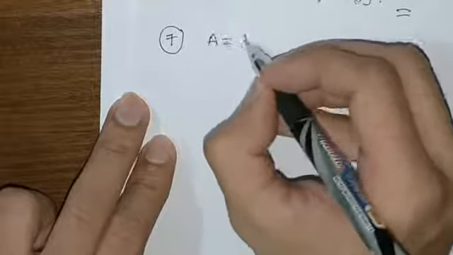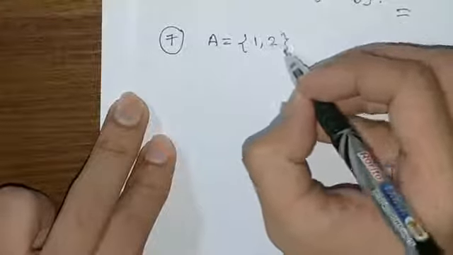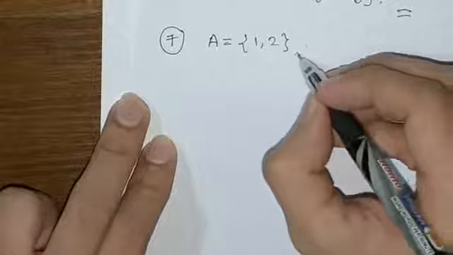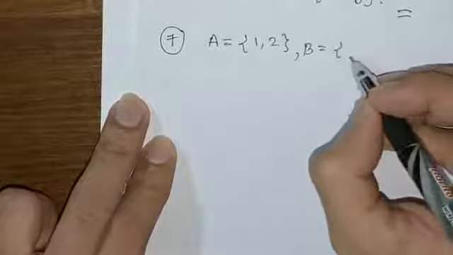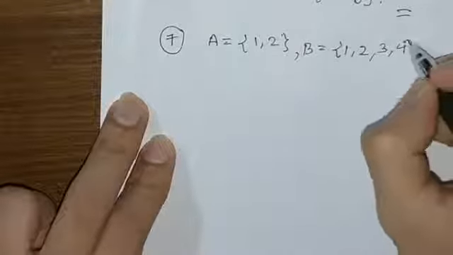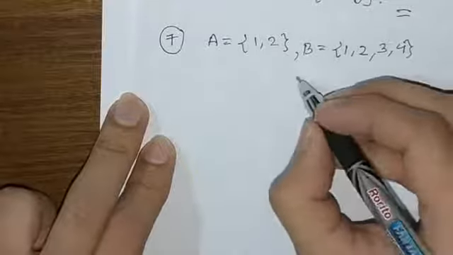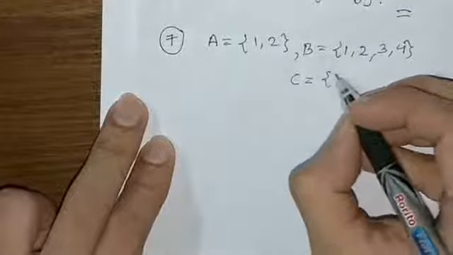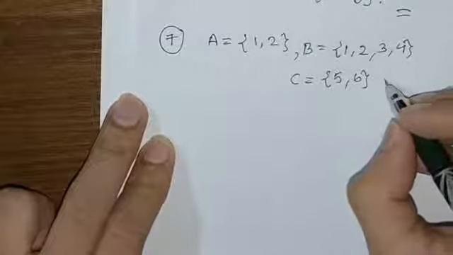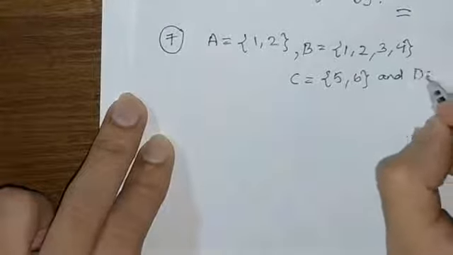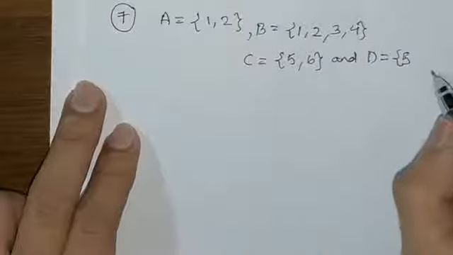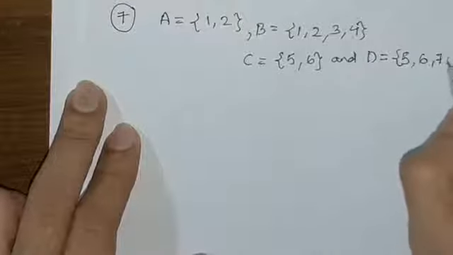Set A is given to be {1, 2}. Set B is given to be {1, 2, 3, 4}. Set C is {5, 6}, and set D is {5, 6, 7, 8}.